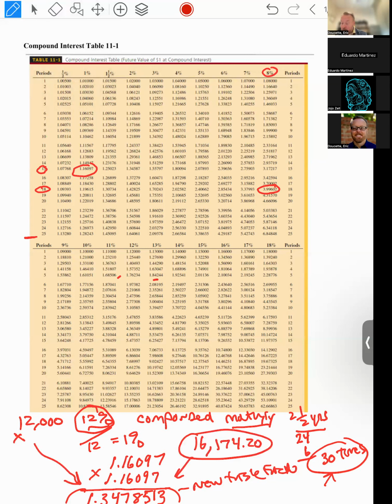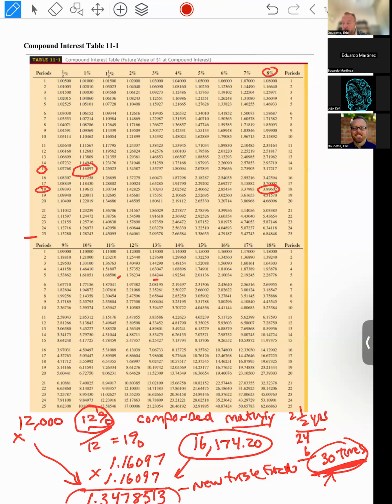And that again, so the 12,000 went to 16,000, means I earned $4,174 worth of interest over that time. So if you have a situation where you have too many times that it needs to be compounded, you can just divide it in half. In this case, 15, and then you take the table factor for 15 and multiply it by itself, and that gives you a new table factor. That's how you solve it when you have more periods than the table gives you.